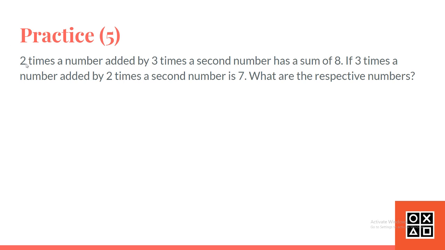Question number 5. 2 times a number added by 3 times a second number has a sum of 8. If 3 times a number added by 2 times a second number is 7, what are the respective numbers?